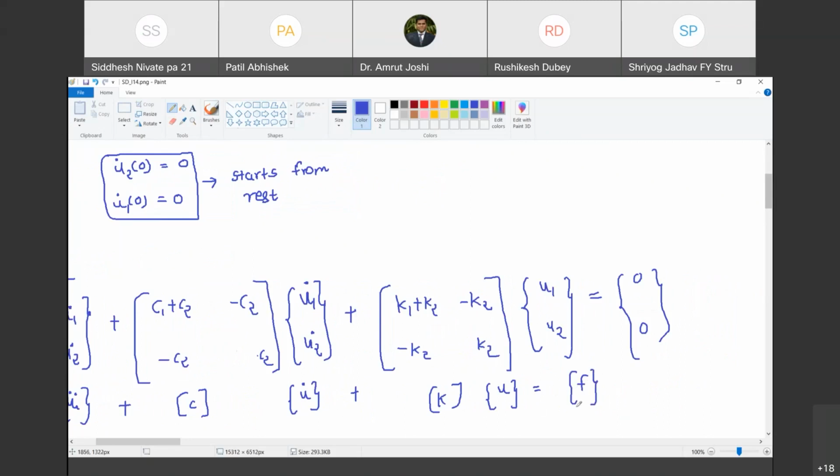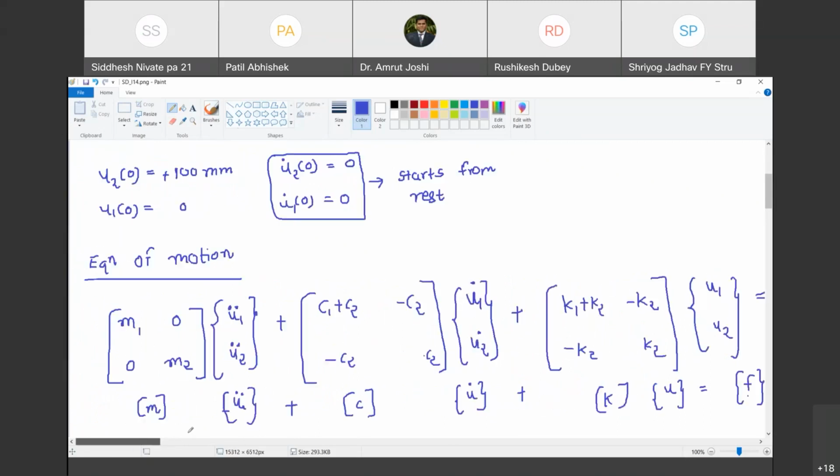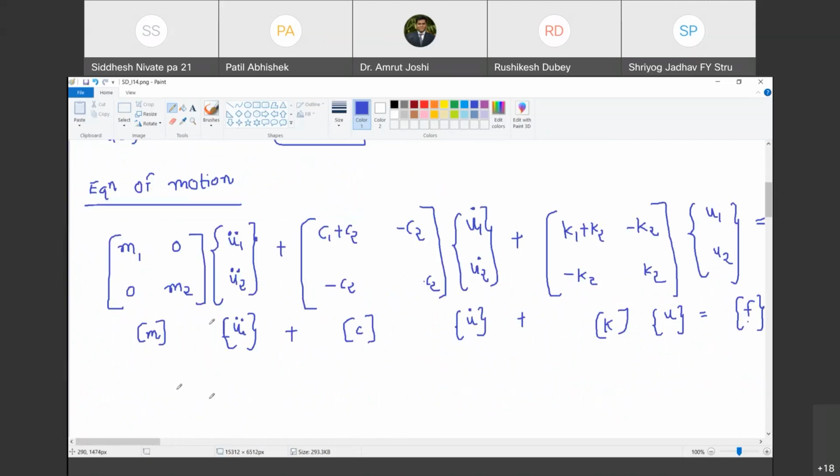Are you with me? You have to understand that F, U, U dot, and U double dot are functions of time, whereas M, C, and K are matrices which are not functions of time. Happy?